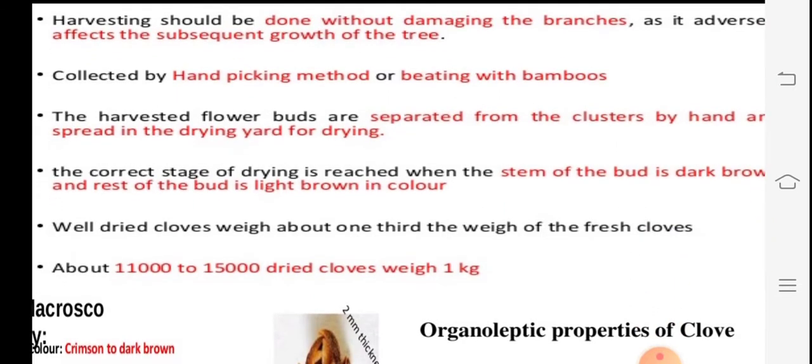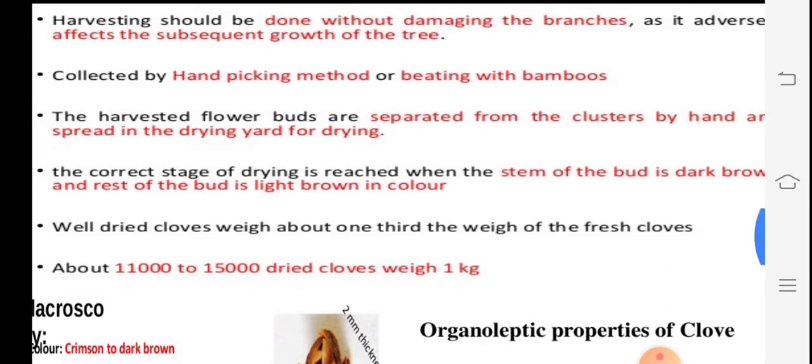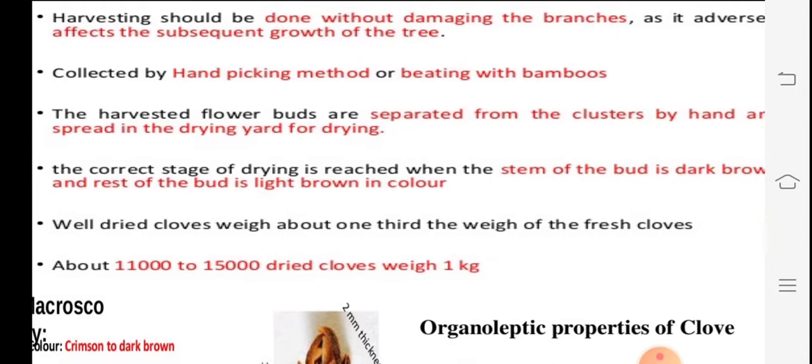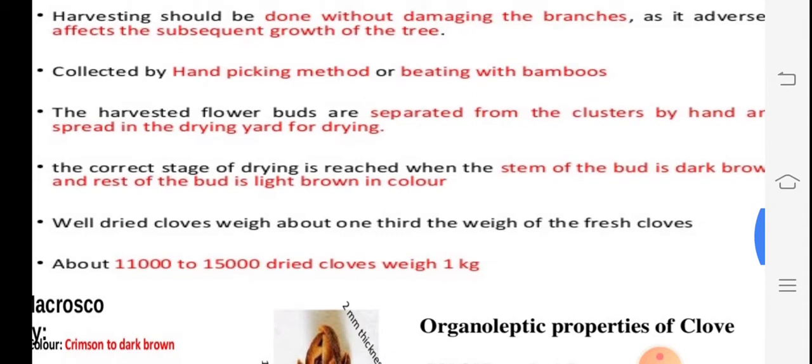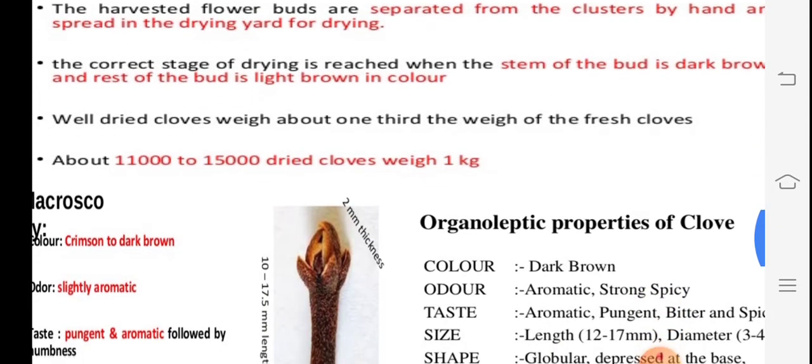Then while we are doing the harvesting from the field, it should be done without damaging the branches. The hand picking method is commonly used, or if trees are larger, bamboos are used for the collection. About 11,000 to 15,000 dried cloves weigh 1 kg.